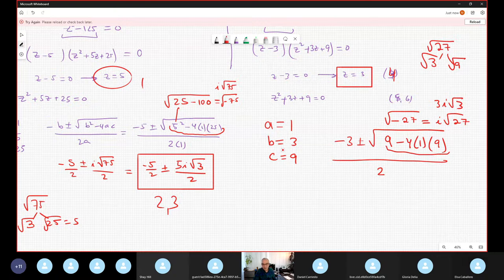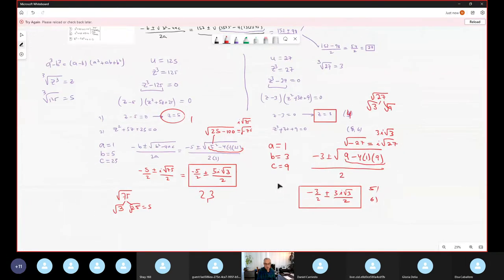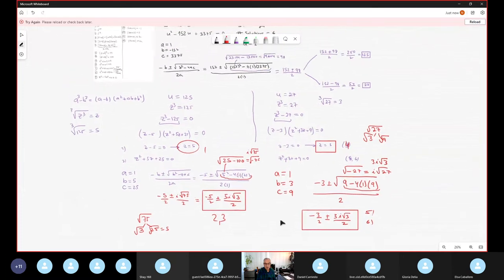And finally, we split: minus 3 over 2 plus or minus 3i radical 3 over 2. And we have the number 5 and number 6 solutions. And we finish this. Do you follow me? Does it look horrible? Complicated or no?